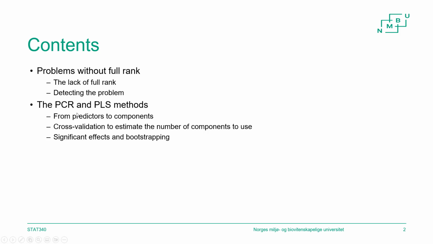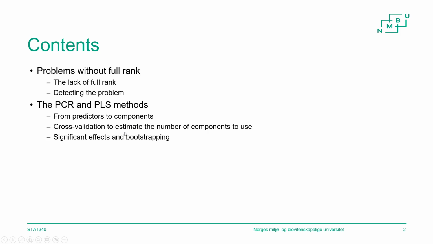Two of the methods that we will look at for handling such problems, the PCR and the PLS methods. PCR is simply principal component regression, and this is partial least squares. They are sort of related, so I will sort of treat them together. We will see a little bit of how we can form predictors from the predictors and form new predictors, actually called components here.